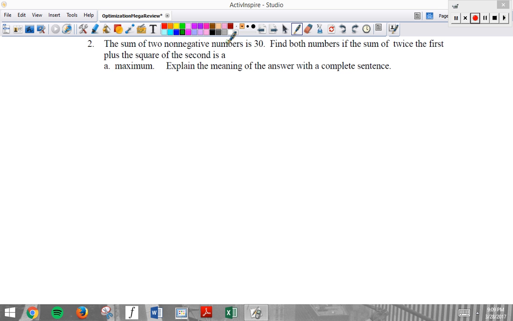The sum of two non-negative numbers is 30. Find both numbers if the sum of twice the first plus the square of the second is a maximum. Now this is a situation where a figure won't help you. Pause the video, try it out. 3, 2, 1. I hope you started out with labels. That's the hint I was trying to give you.